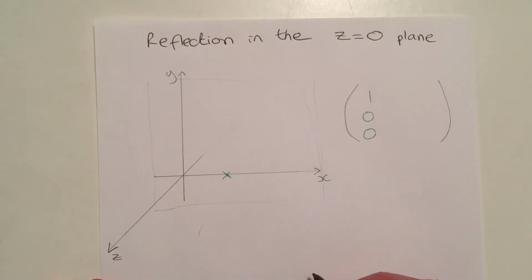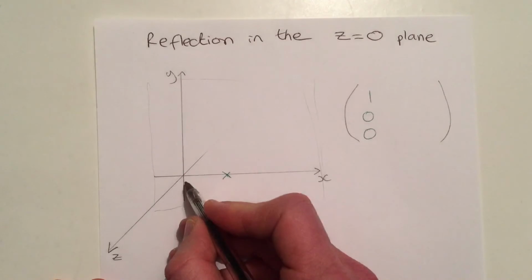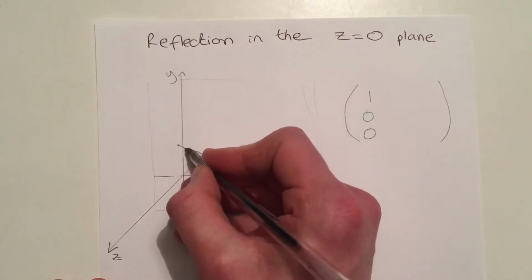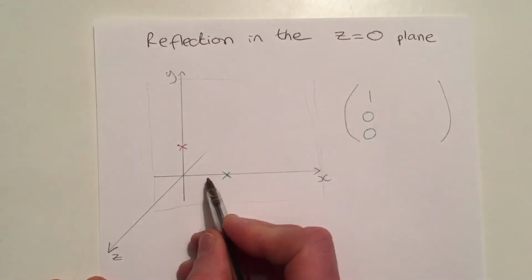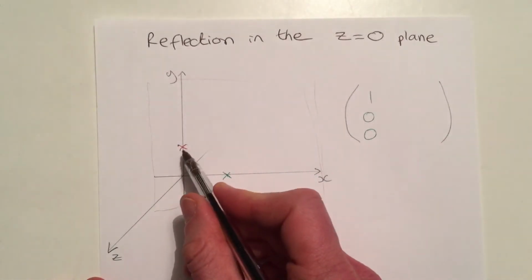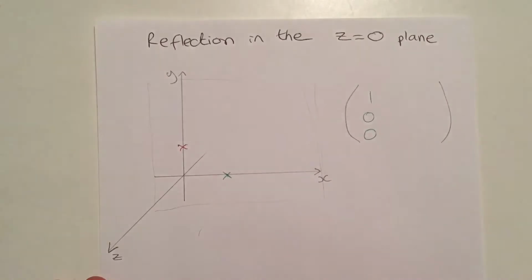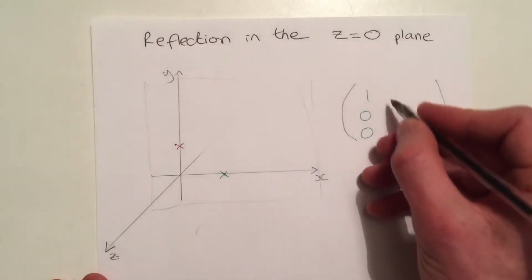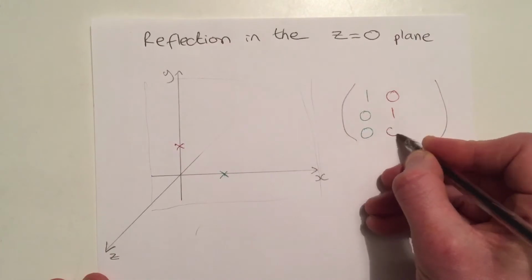The coordinate 0, 1, 0, so that's the x coordinate is 0, the y coordinate is 1, the z coordinate is 0. Again, that point is on the mirror, so it is again invariant. It's not going to get reflected at all.